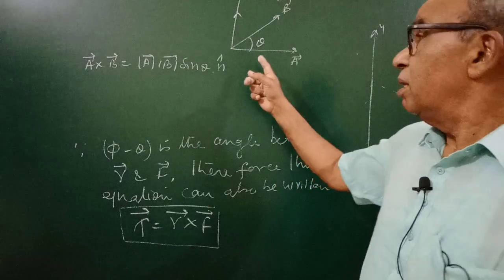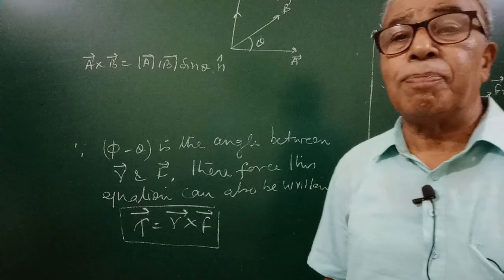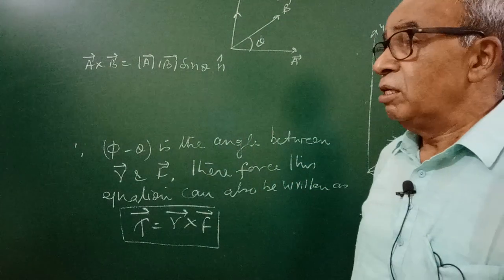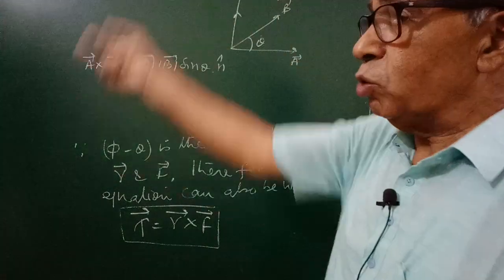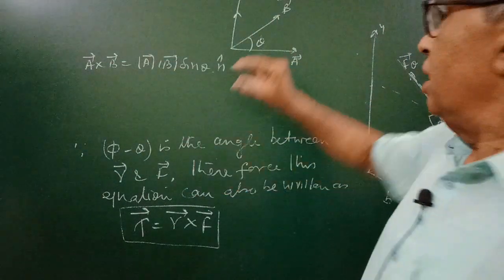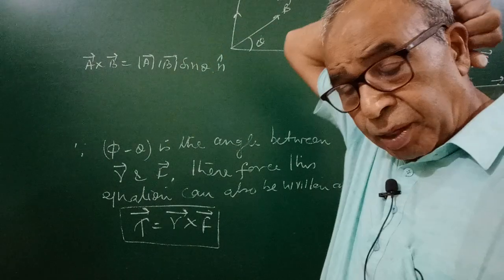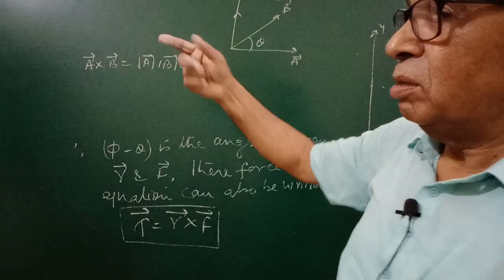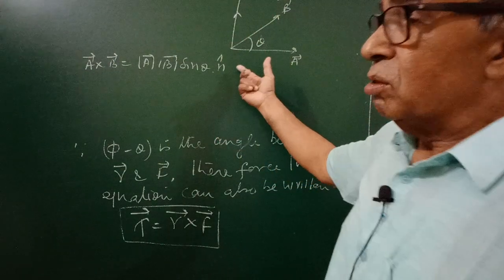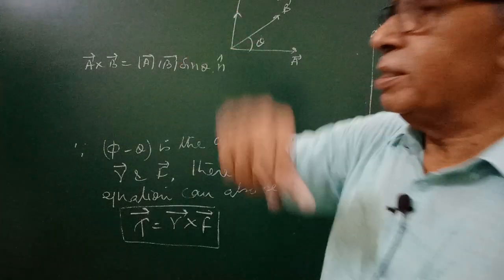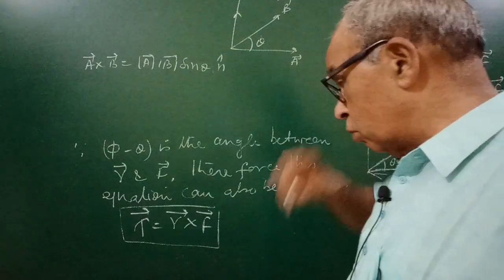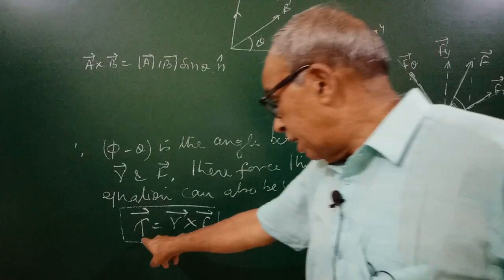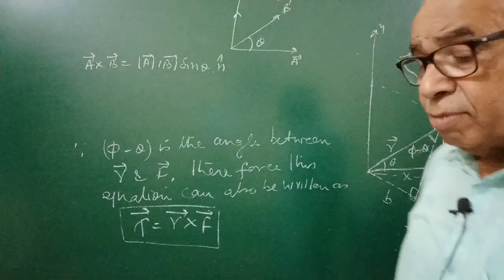In this figure, A and B are lying in the plane of the board. According to the right-handed screw rule, if you rotate the screw from A to B, it comes out. If you put a nut and bolt system here, the screw comes out. So the direction of torque is at right angle to the plane containing vectors R and F.